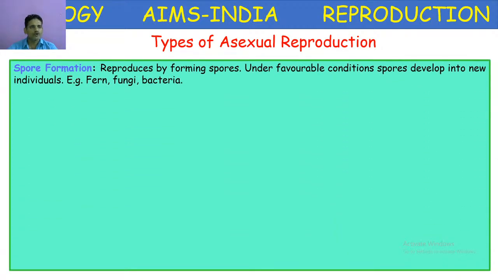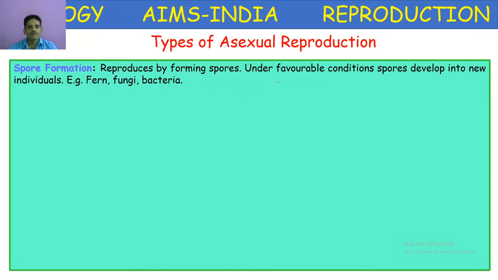Next, types of asexual reproduction. Another type, spore formation. Spore formation is a type of asexual reproduction where there is no production of gametes, no fusion of gametes. Here spores are produced. This is the most common method in fungi. Not only fungi, in cryptogams like fern and even in some bacteria also, this spore formation takes place. One condition for the formation of spores is that the conditions are favorable, with plenty of food, suitable temperature and everything, and then they undergo asexual reproduction.